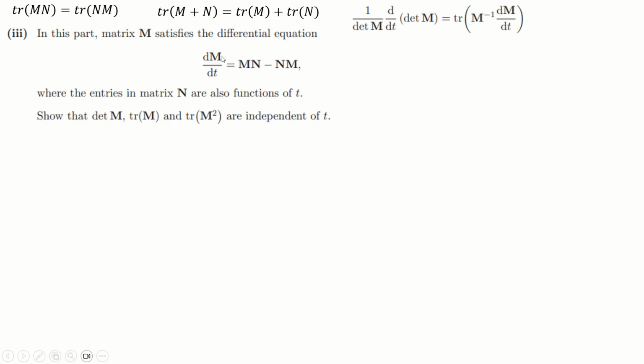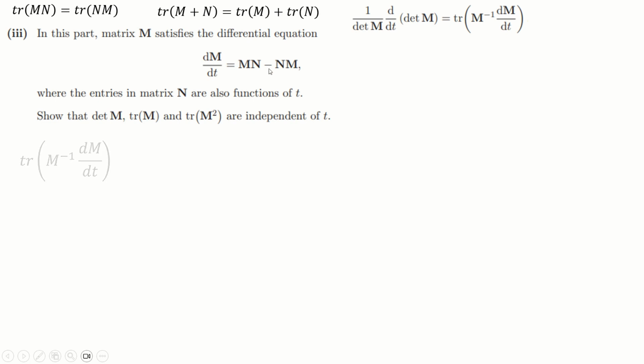Now, the only thing that we know about M, really, I mean, it's still A, B, C, D as it was before, I guess, as functions of t. But the only thing we really know about it is this thing here. Now, we look across our results that we know, and we can see dM by dt is in this result here. So let's just take this right-hand side and take the trace of M inverse times dM by dt.